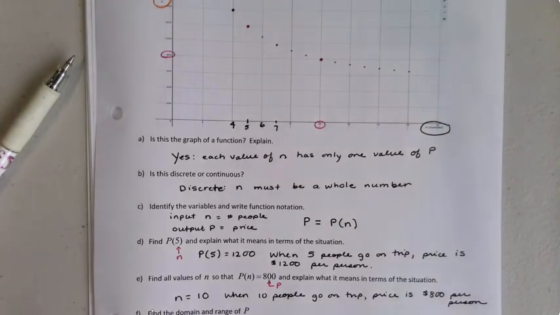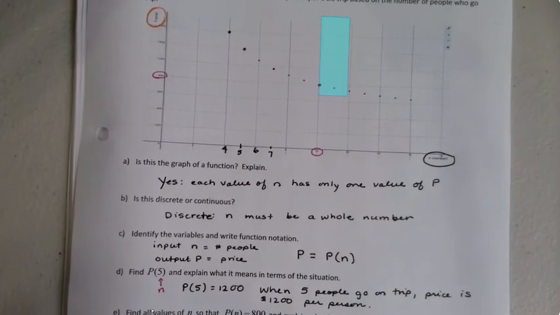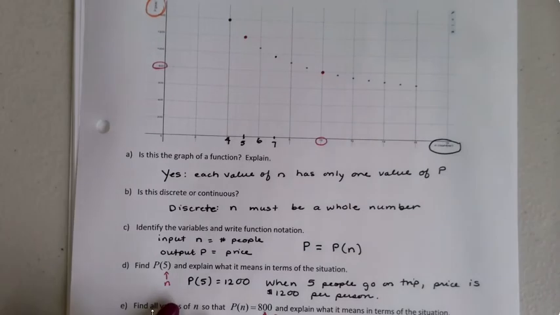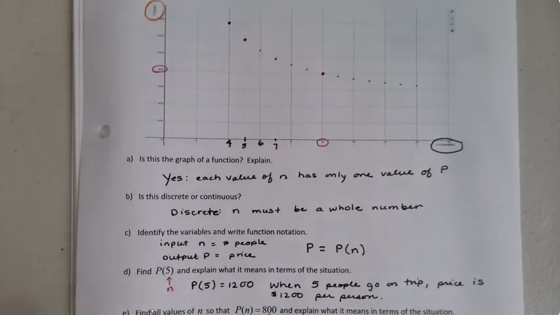All right, the last question is to find the domain and range of P. And we're going to have to make a few assumptions here. First of all, as far as domain and range, we are going to be using discrete values, right? This is not a continuous function, so that means I'm going to list them.